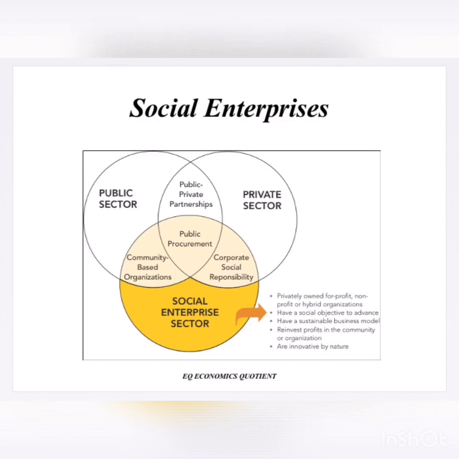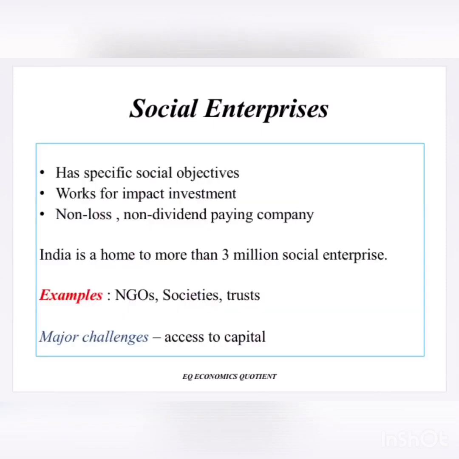If the public and private sectors come together, it is called a public-private partnership. The private sector contributes to social development through corporate social responsibility. If the public sector and social enterprises collaborate, we call it a community-based organization. These three participants collaborate in different ways to realize the objective of development. From this, you now understand the importance of the social enterprise sector, equal to the other two sectors. Examples of social enterprises are non-governmental organizations, that is NGOs, societies, trusts, etc.